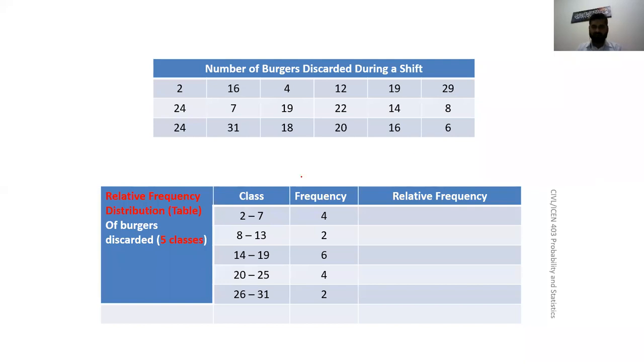Okay, so because here the question was find the relative frequency distribution. So how do we find relative frequency? By dividing each frequency by the total. So total is 18. If I divide each frequency by 18, I will get the relative frequency. See, 4 by 18, 2 by 18, 6 by 18, 4 by 18, and 2 by 18. So these are all the fractions.